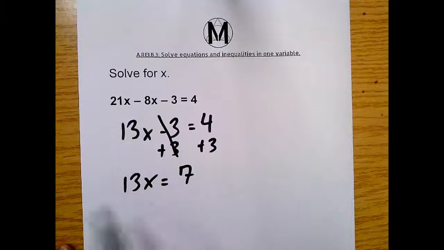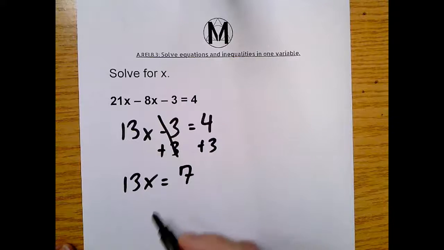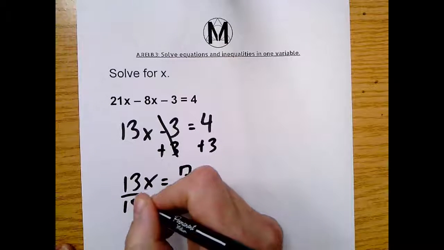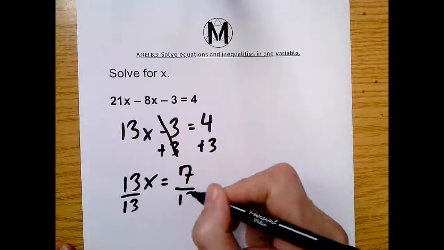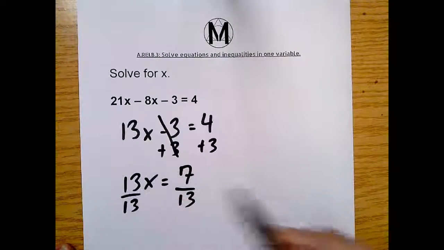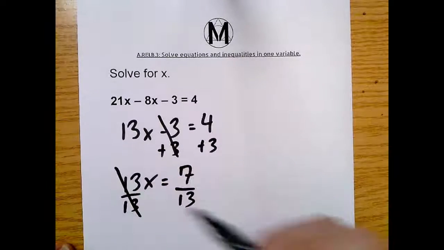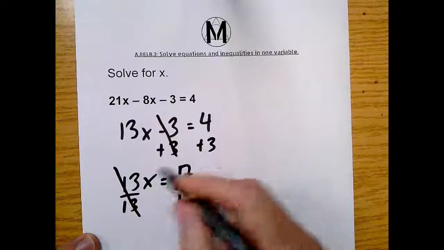Well, I want to get this x all by itself. So this x needs to be all by itself, but it can't be alone right now because it's being multiplied by 13. Well, the opposite of multiplying by 13 is dividing by 13. So I just divide both sides by 13. 13 divided by 13 is 1. So that's gone. And so now you can actually see your answer.